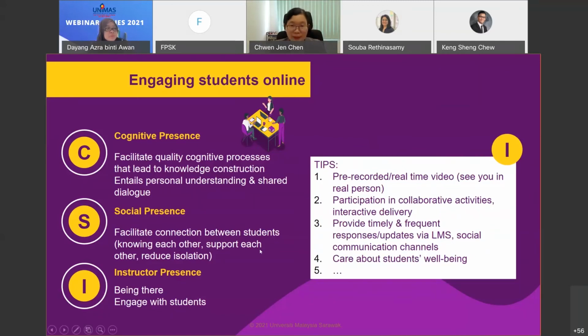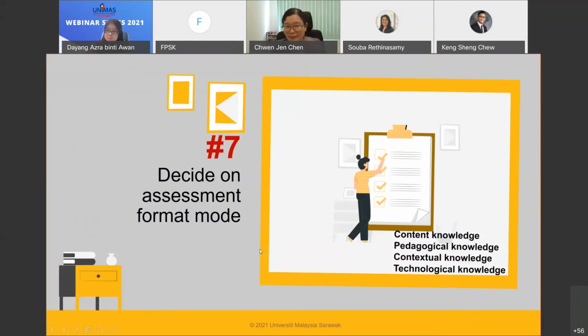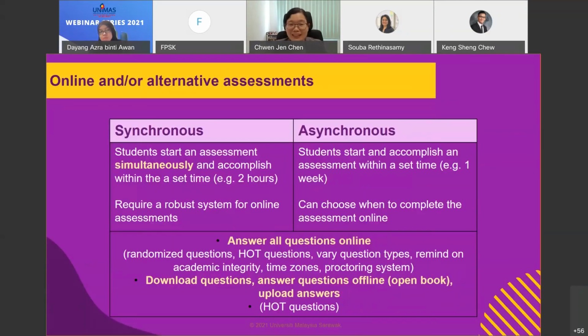So that's about it. Now, lastly, is to decide on the assessment mode. The whole design will not be complete without the assessment. So here you have to decide on your assessment mode. Finally, you have to do that. There are two types of assessment here. One is synchronous, another one is asynchronous.